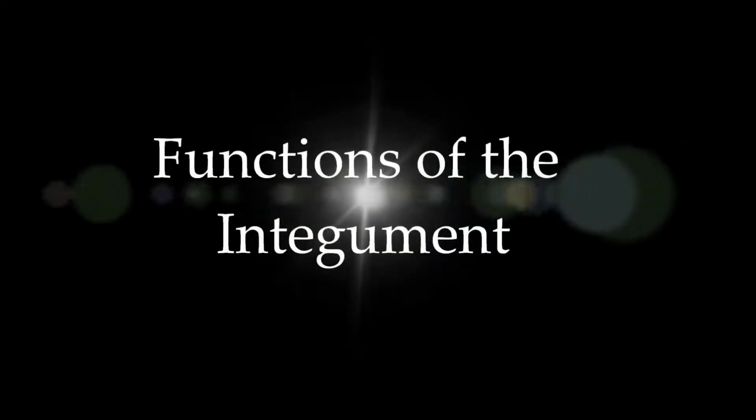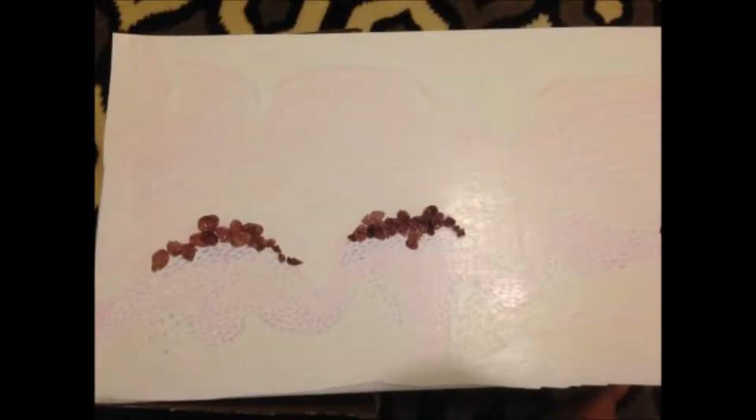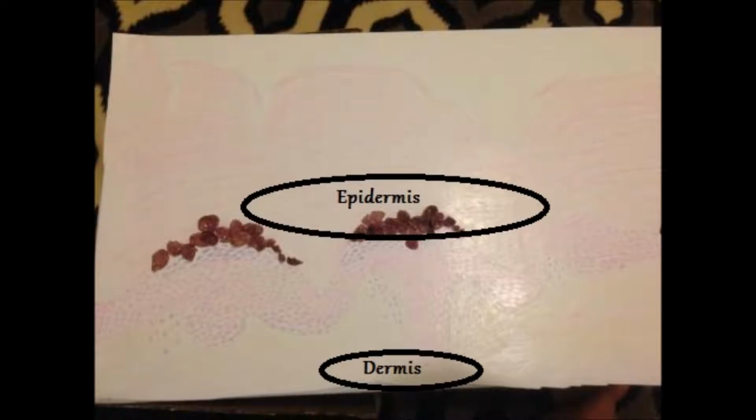Functions of the integument, or functions of the skin, are to protect deeper tissue from chemical damage, thermal damage, bacterial damage, and UV radiation. The skin has two major sections that consist of the epidermis and the dermis. The epidermis is on top of the dermis. First, we will discuss the epidermis.